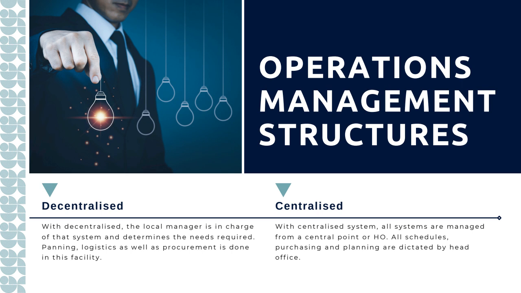Every single branch makes a different decision on what they want to do. So who their suppliers are, how they move their product, how they produce their product, who they sell to in terms of their target market. Everything is very decentralized. The local manager is in charge of that system and determines what is required from that particular branch. So anything from planning, logistics, procurement, everything is done in this facility. And the buying function is carried out by that local manager.